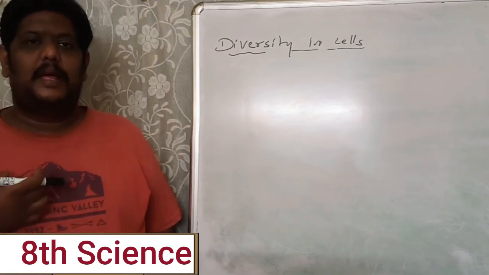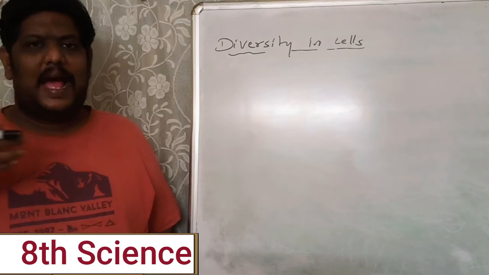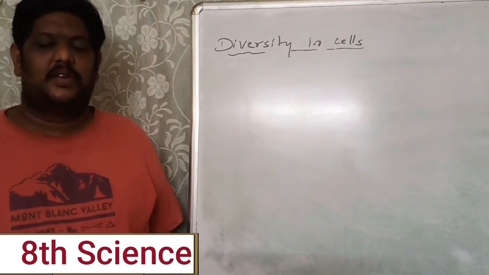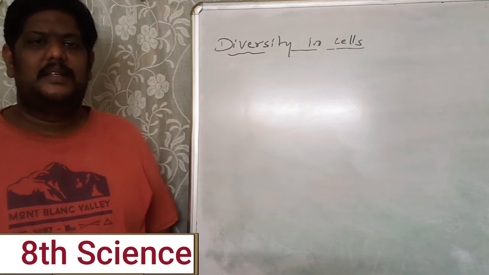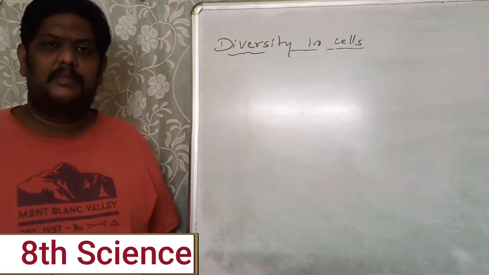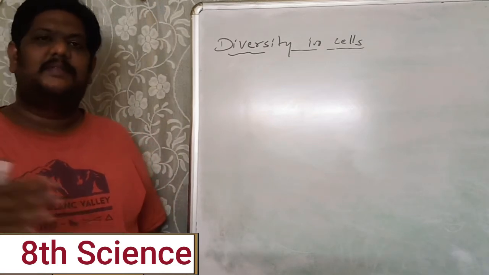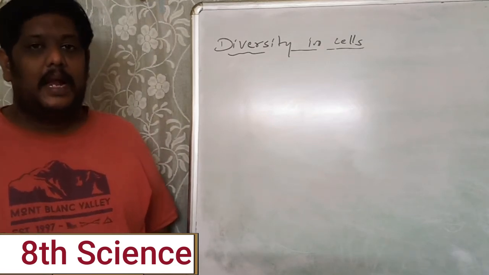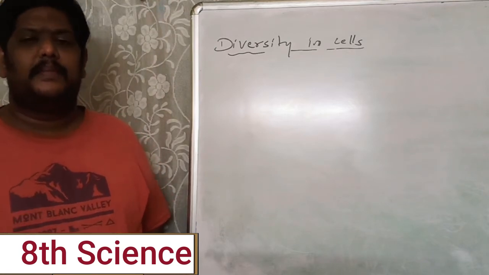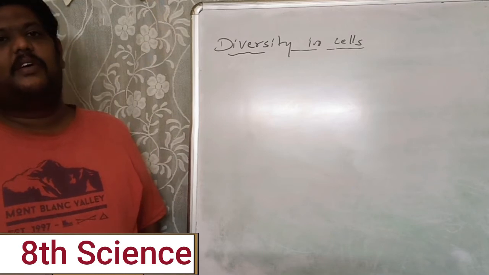If the human body has X number of cells, an ant will not have the same number of cells, or a butterfly will not have the same number of cells, or a tiger will not have the same number of cells. The shape of the cells will differ. The size of the cells also will differ. And moreover, the functions of each and every cell, sometimes it's not the same. It is completely different in different organs.